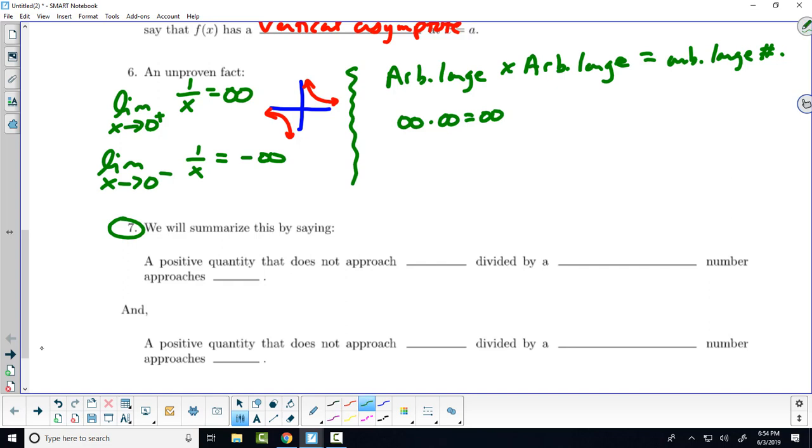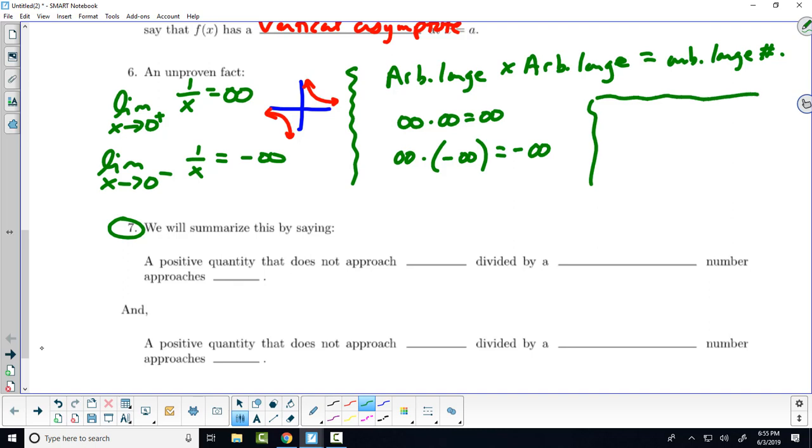The next one I want to put is that if I take an arbitrarily large positive times an arbitrarily large negative, I get an arbitrarily large negative number. Now, I just put up these two facts, and they are true. There is never an instance where that will steer you wrong. Be very careful.